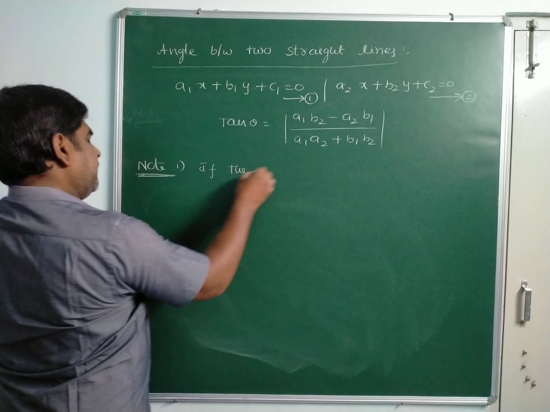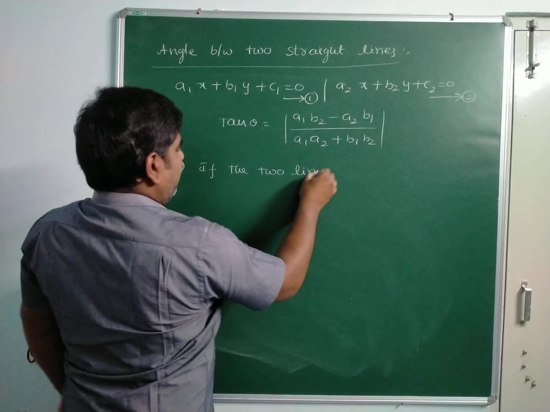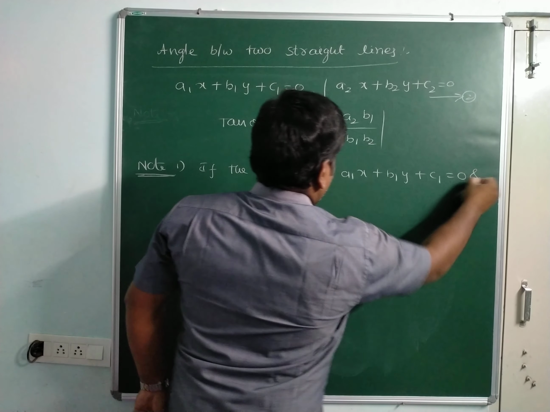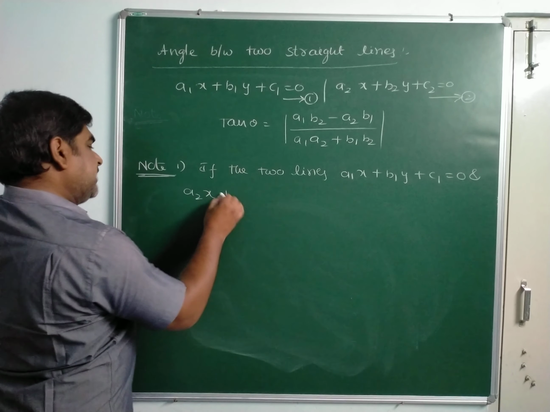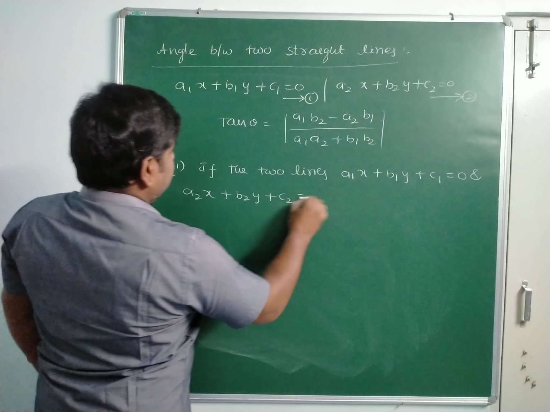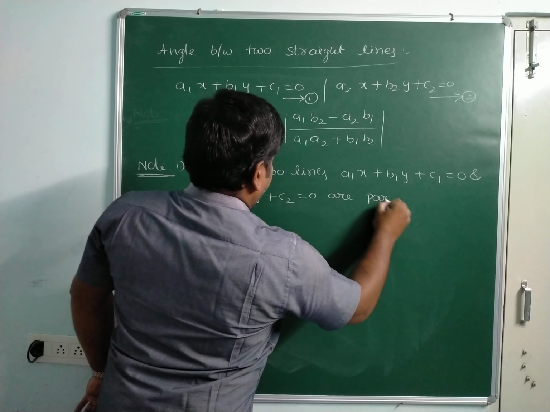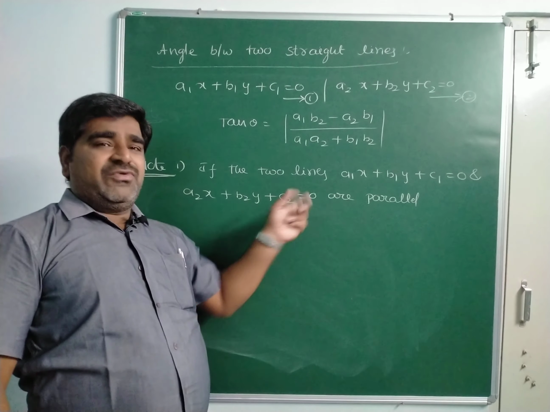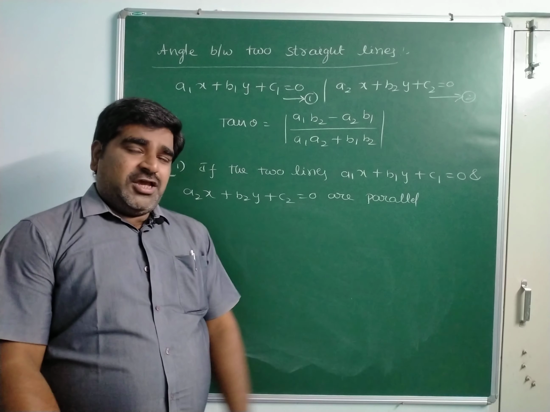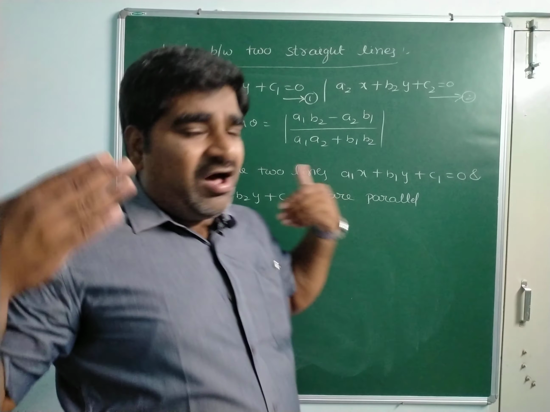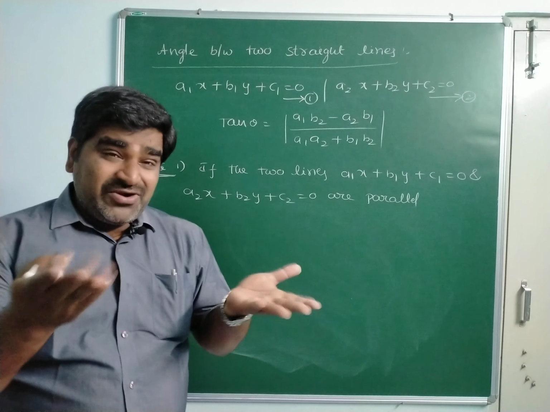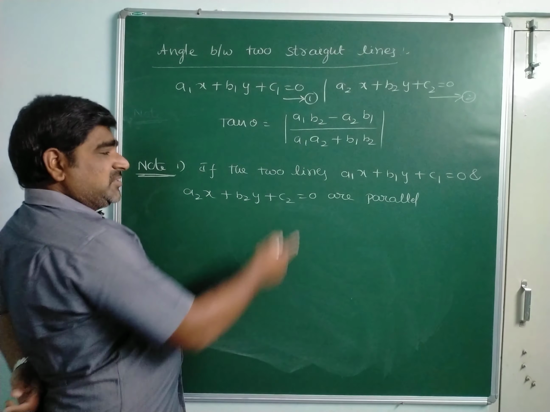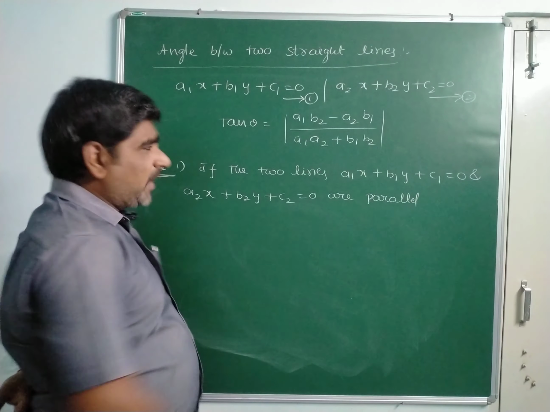If the two lines a1x plus b1y plus c1 is equal to 0 and a2x plus b2y plus c2 is equal to 0 are parallel, then their slopes are equal, or the angle between the two lines is 0 degrees. So substitute theta equal to 0 here. Then what will happen?